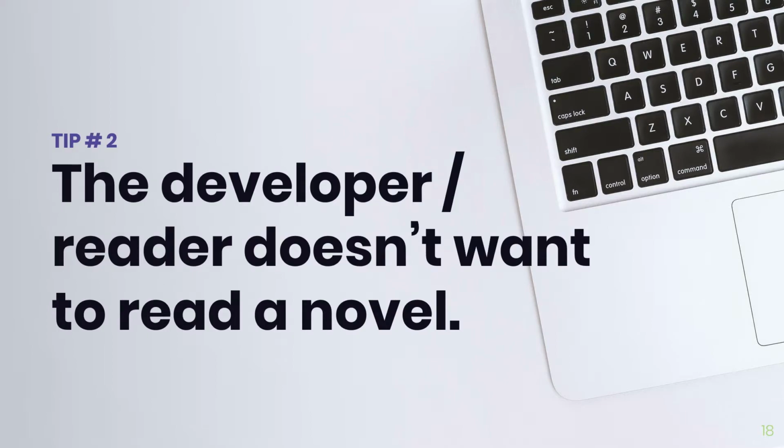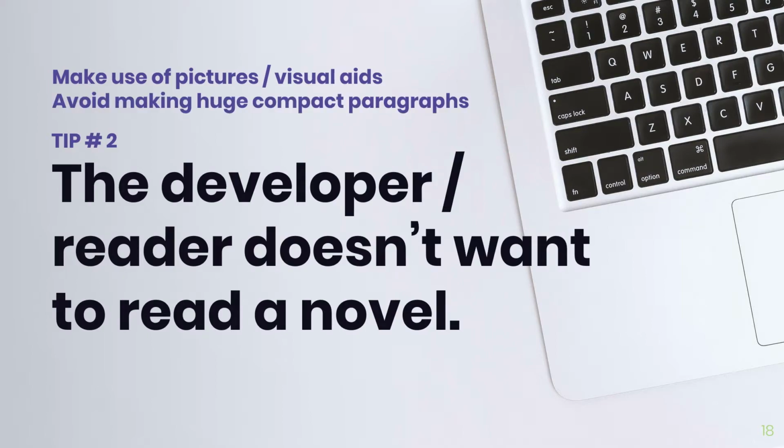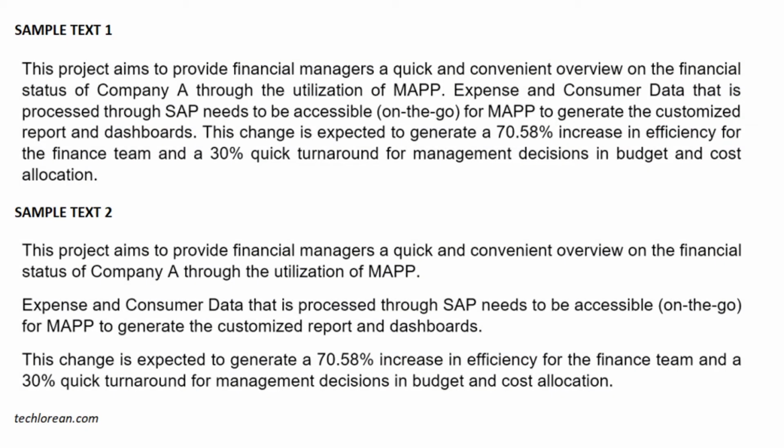That being said, I would suggest that you make use of pictures or visual aids, diagrams, visual cues, your choice. Avoid making huge, compact paragraphs. This is an example. So you'll see that there's a paragraph on sample text 1, and we see another version in sample text 2. So which would you prefer? Would you prefer the compact version, or is it easier to digest the less compact version, which is sample text 2? My preference would be sample text 2. It makes it easy on the eyes and easy to digest the information.